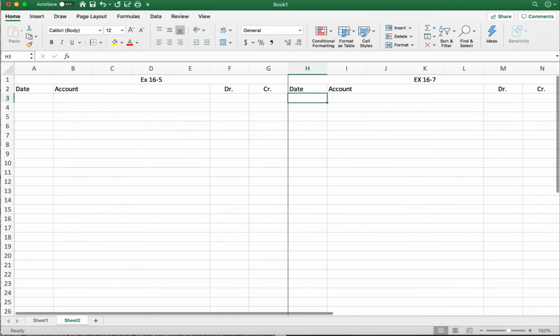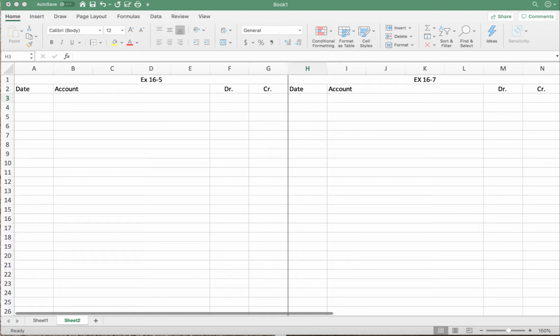Hello, and welcome back to the demo portion of stock or accounting for stock investments. First exercise I want to go over is exercise 16-5. Looks like that's on page 714.